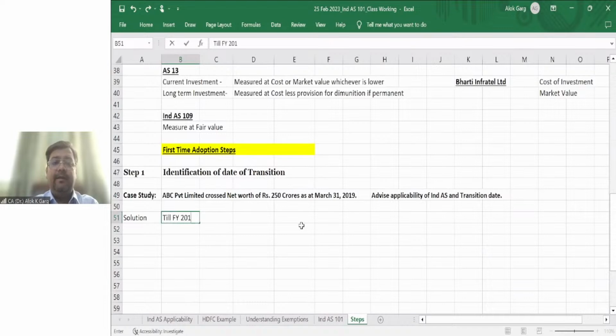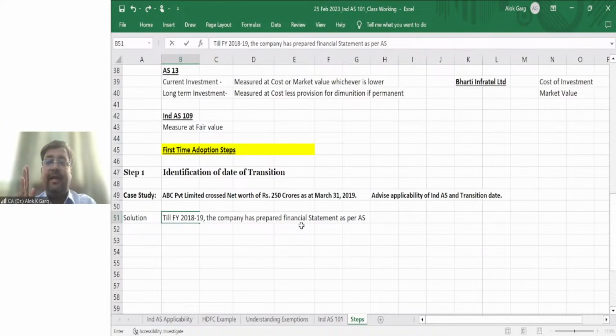In this case, till FY 1819, the company has prepared financial statements as per accounting standard, as per AS, right? When they prepare as per AS, and if the net worth becomes equal to or crosses 250 crores, then Ind AS will be applicable immediately from the next year. Okay. So till FY 1819, the company has prepared financial statements as per accounting standard, right? Ind AS is applicable from FY 1920. Okay.